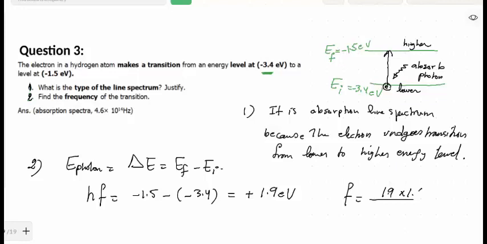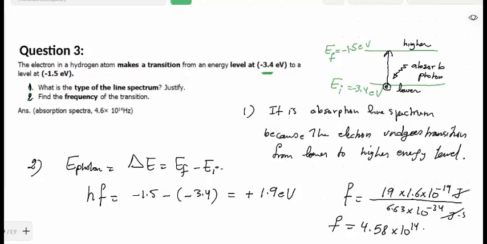So the frequency we're looking for is equal to 1.9. We need to change it to joules, times 1.6 times 10 to the power -19 joule, divided by Planck's constant, which is 6.63 times 10 to the power -34 joule second. Joule cancels joule. And the answer, after using the calculator, is 4.58 times 10 to the power 14 hertz.